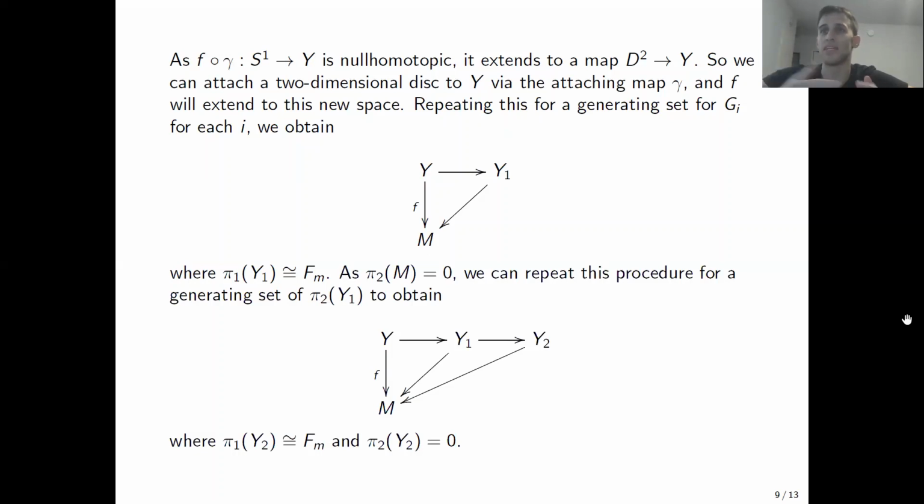Note that because M is aspherical, pi_2 is 0. So by a similar idea, if we take an element of pi_2 of Y_1, represented by a map from a two-sphere into Y_1, and we compose it with the map into M, that map is null homotopic and hence extends over a three-ball. So we can glue three-dimensional disks, if you like, or three-balls, onto Y_1 to kill all the elements of pi_2, and then we get a space Y_2 where we haven't changed the fundamental group, but now we've killed pi_2.